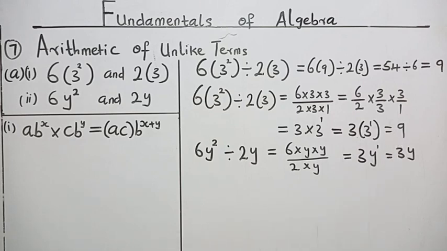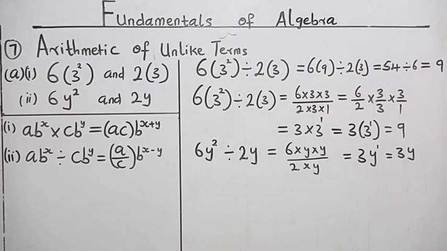What will you say is the law of dividing unlike terms, in which the two unlike terms possess the same variable, but the variable has different powers in both places where it occurs? Let me use this space here to write the result of division of unlike terms, where the difference lies only in the power. And here comes that result. A b to the power x divided by c b to the power y is equal to a over c, all in brackets, then b raised to the power x minus y.